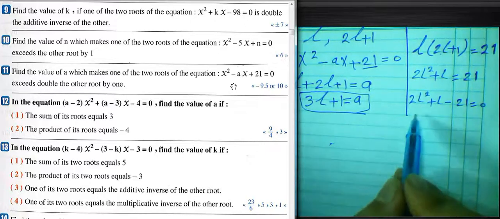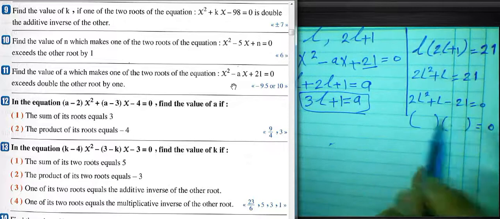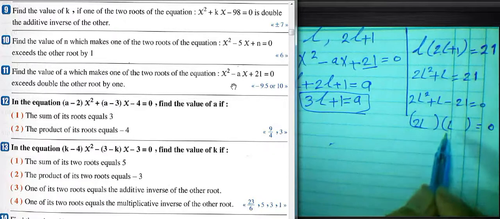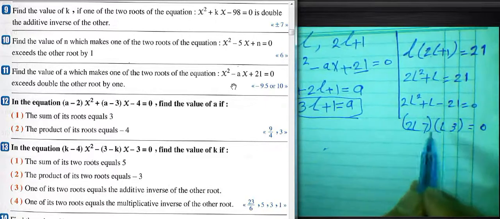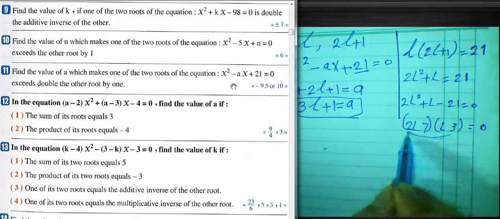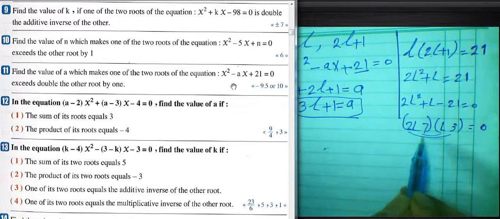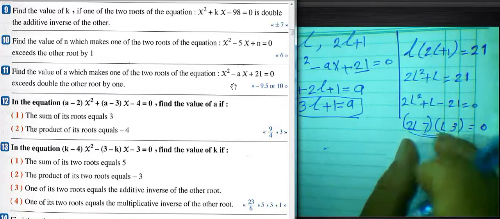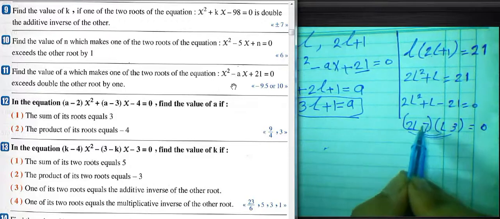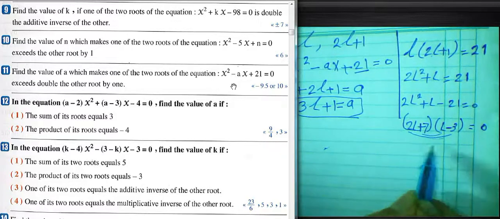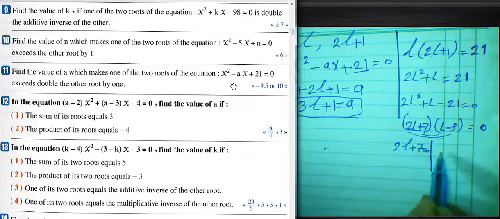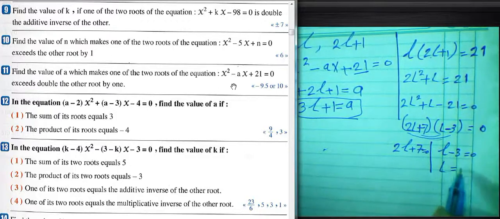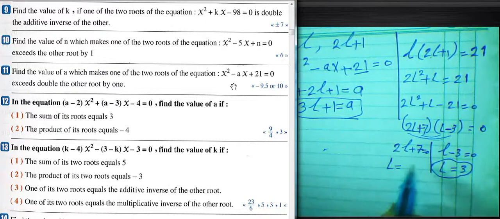We know 2l power 2 plus l subtract 21. Can you factorize it? 2l multiply l, and 21 is 3 times 7. We find the result by subtracting the extremes and means. 2 times 3 equals 6, 7 times l equals 7l. We write plus here and negative here, so we find the result of l. 2l plus 7 equals 0, and l subtract 3 equals 0, so l equal 3 and l equal negative 7 over 2. This is the result of l.